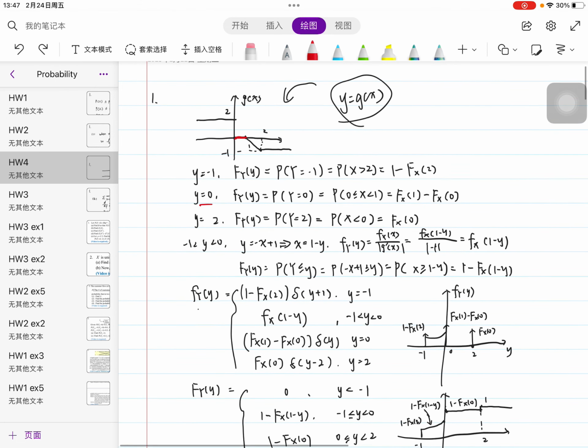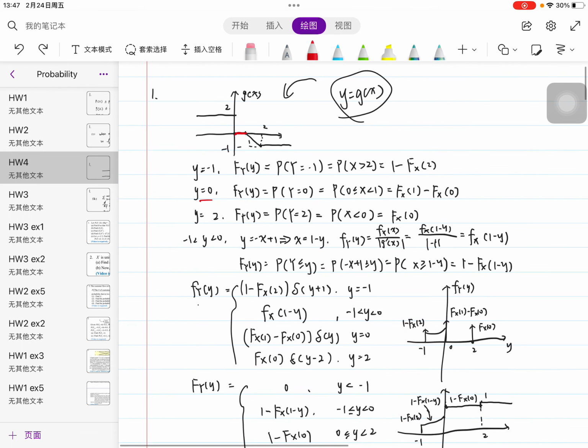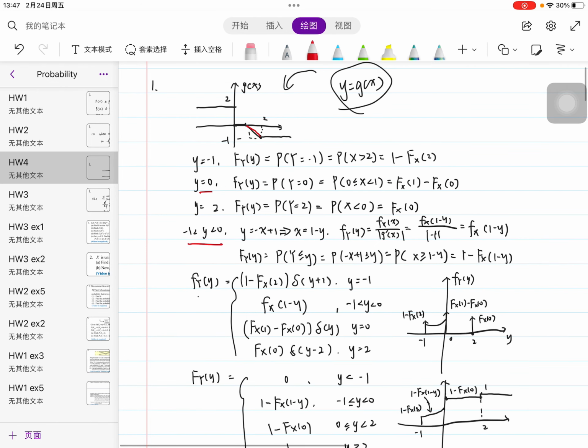So for Y between -1 and 0, that is here. It's much more complicated than the previous situations. When Y is between here, we can solve that the root of X equals 1 minus Y, and we use the formula to calculate the density function of Y here.